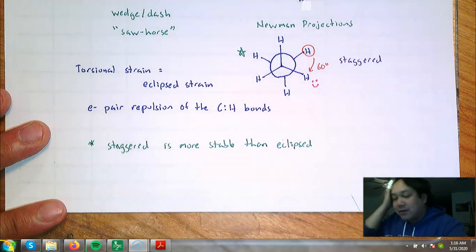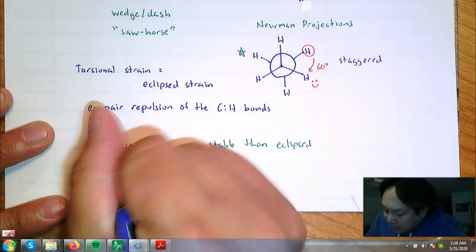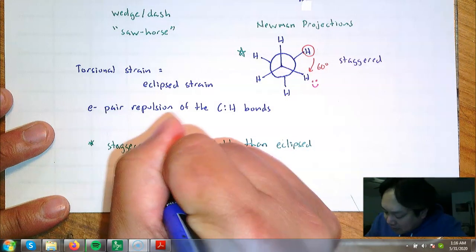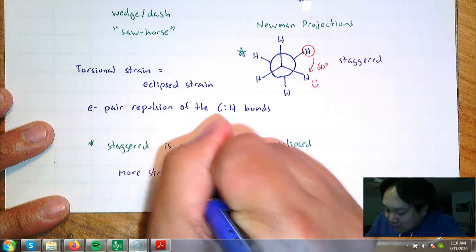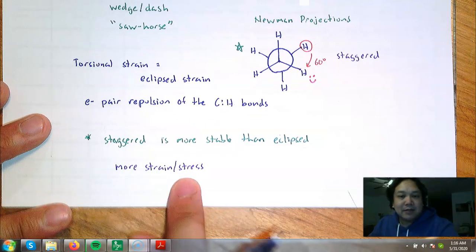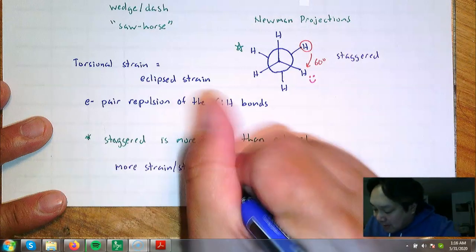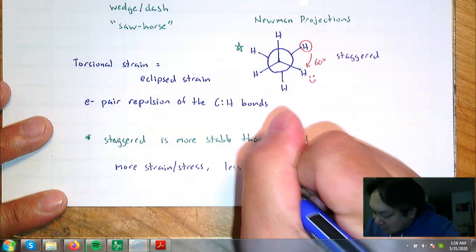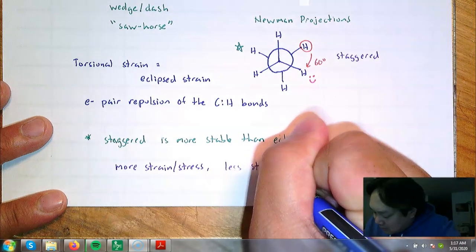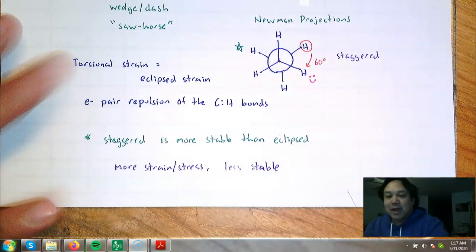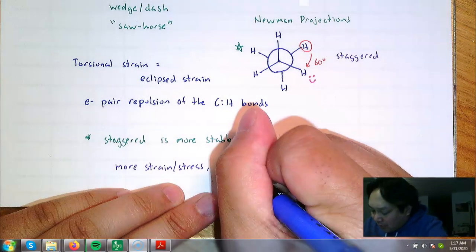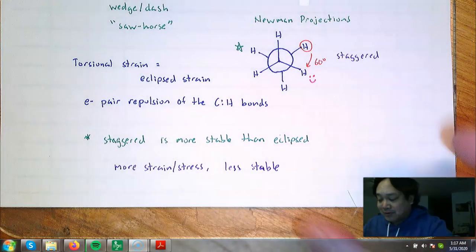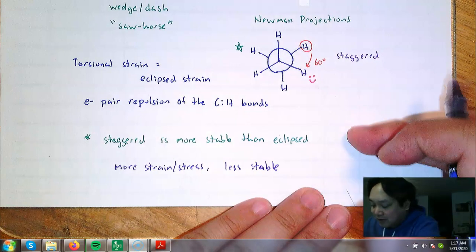And when you think about the energy, right? If your molecule has more strain, more stress, okay, same idea, then it is unstable. So it's less stable. And from general chemistry, where do we see less stability? Especially when we talk about orbitals. Less stability means higher energy.